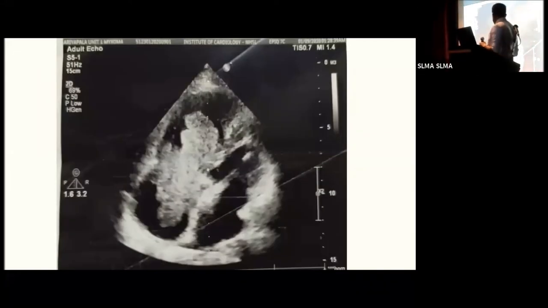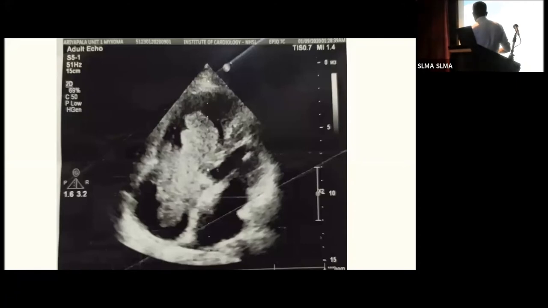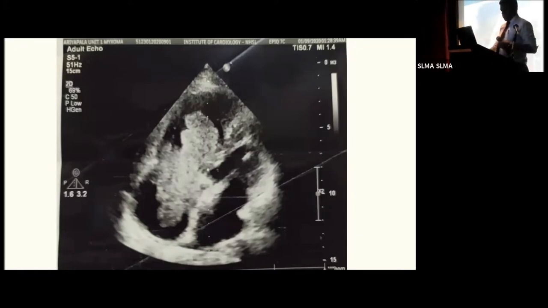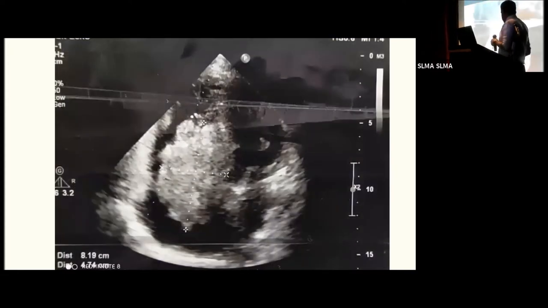ischemic changes. So this is the echo of the same patient. You see the left side of the heart, right side of the heart, right atrium, and probably there's an attachment here if you watch closely, but it's difficult to say. You can say it's going downwards, probably has passed the valves and is occupying a large space of the right ventricle. So his shortness of breath probably explains itself.